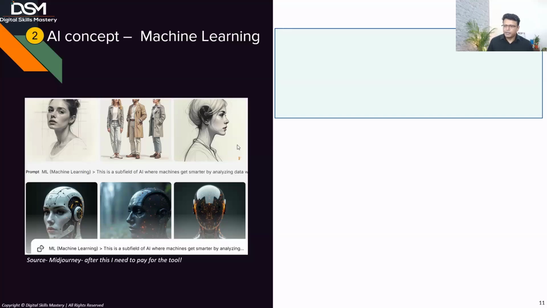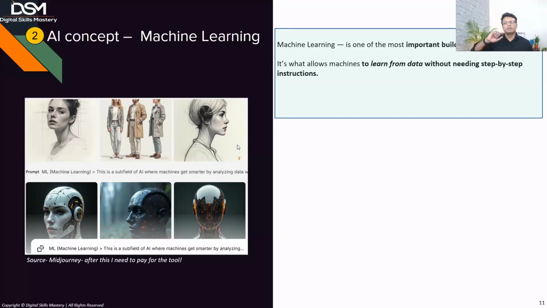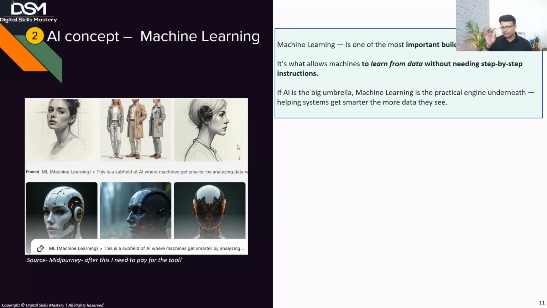Moving on to the next one, the AI concept is machine learning, one of the most important building blocks of AI. It's what allows machines to learn from the enormous amount of data that we have across various channels without needing any step-by-step instructions. And that is the difference we'll come to know between machine learning and large language models, this step-by-step instructions. If we look at AI as a big umbrella, machine learning is practically the engine underneath it, helping the systems get smarter by reading, understanding, and analyzing the data beneath it.